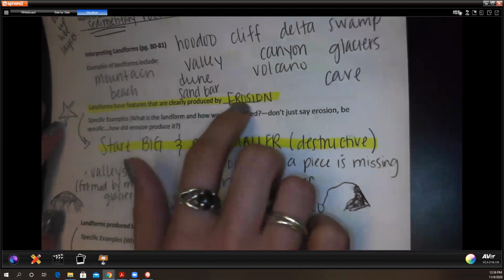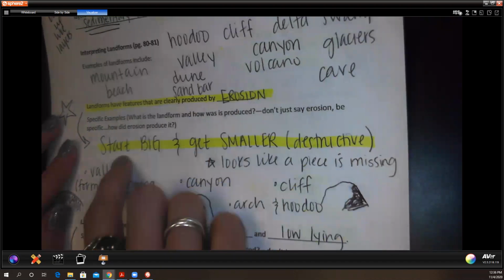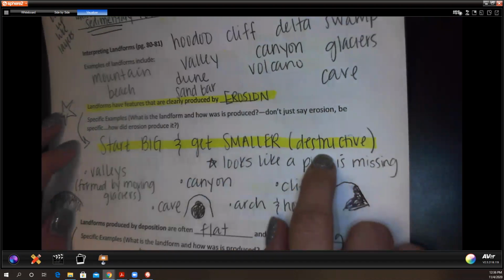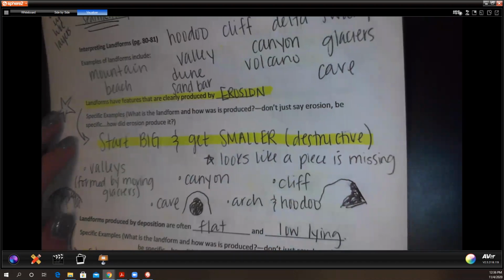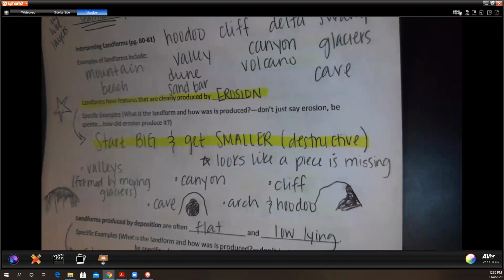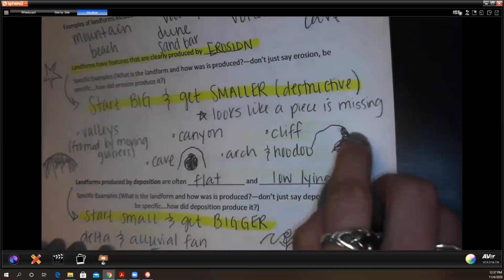Landforms that are produced by weathering and erosion, because weathering and erosion are destructive, look like somebody did something to destroy them. They started big and then got smaller. Somebody took pieces away. Like cliffs, a sea cliff or a cliff on the earth, right?